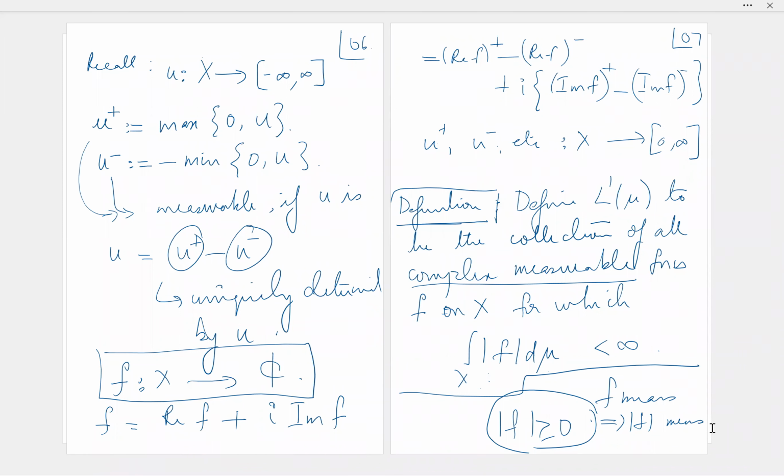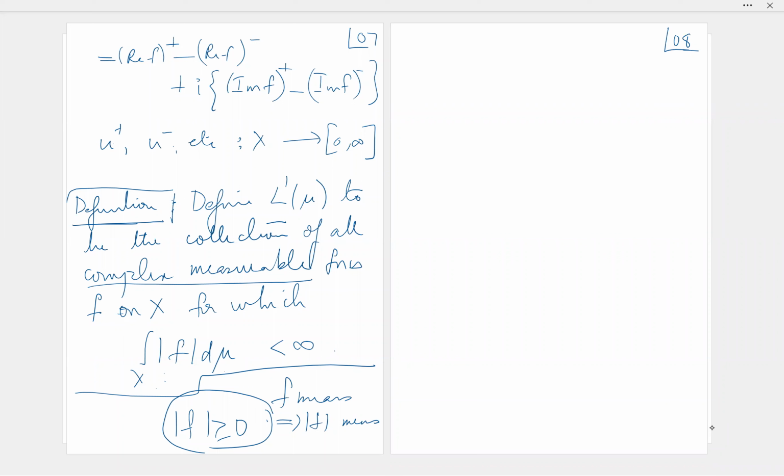Some of you might have already seen this, and you will see this later. L1 mu has a lot of structure. It's a vector space. It can be made into a Banach space even with an appropriate norm. We will not go there. We'll just remember to call all functions here, if f is here, Lebesgue integrable.